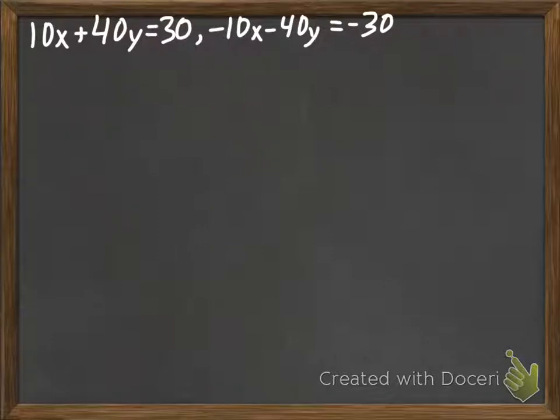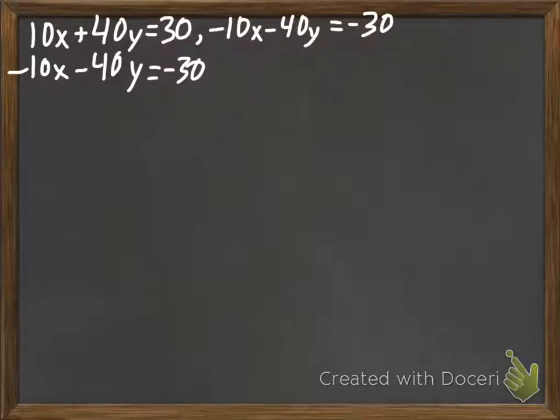Okay, our final example. Go ahead again if you want to do this on your own. Pause the video, try it on your own. But I'm going to go ahead and start. So I don't see any variable that's by itself without a number with it, so a number other than 1. So I'm going to try elimination here. So I'm going to line them up. So I'm going to put my negative 10 multiplied by x below my x, minus 40y equals negative 30.